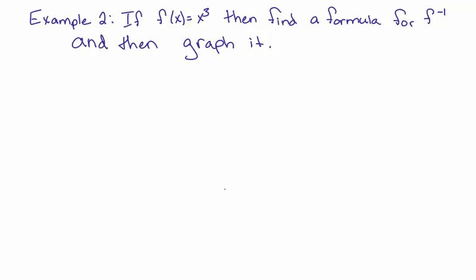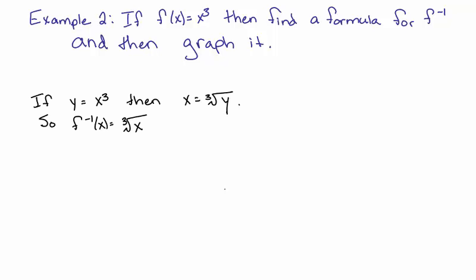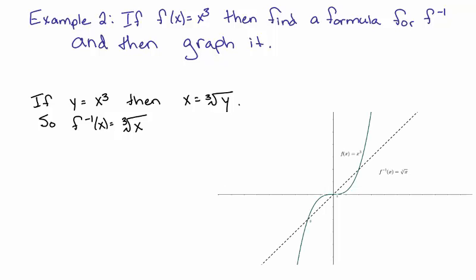Let's do another example. If f of x equals x cubed, then find a formula for f inverse and graph it. y equals x cubed if and only if x is equal to the third root of y. So f inverse of x equals the third root of x. We now obtain the graph of f inverse by reflecting the graph of f of x equal to x cubed along the line y equal to x.